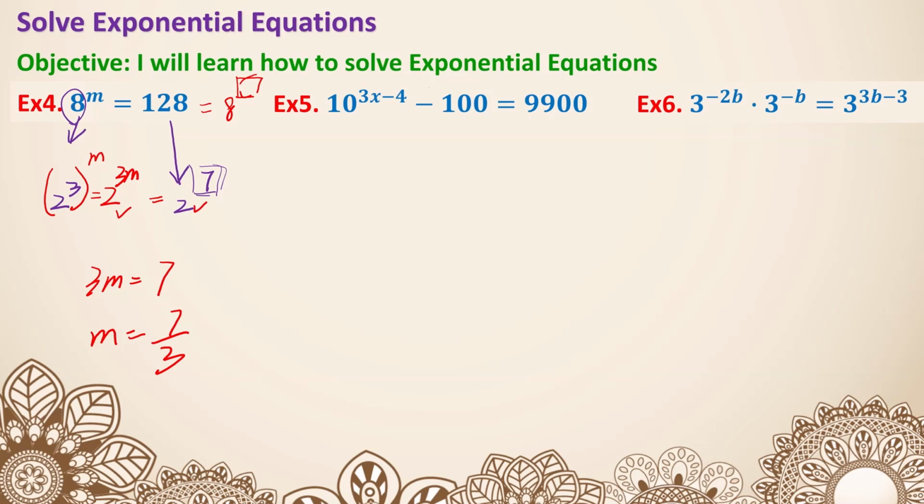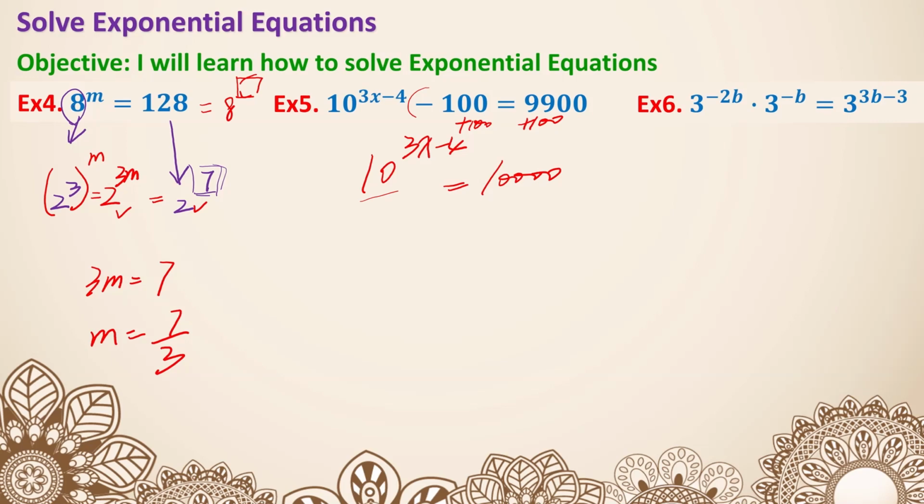Example 5, we have a subtraction sign in between, so we can't actually deal with it yet until we only have multiplication or division. So 10 to the 3x minus 4, we're going to need to add 100 on both sides. The right side is going to become 10,000. And 10,000, well, the left side is a 10. 10 could not be rewritten as anything to a certain power.